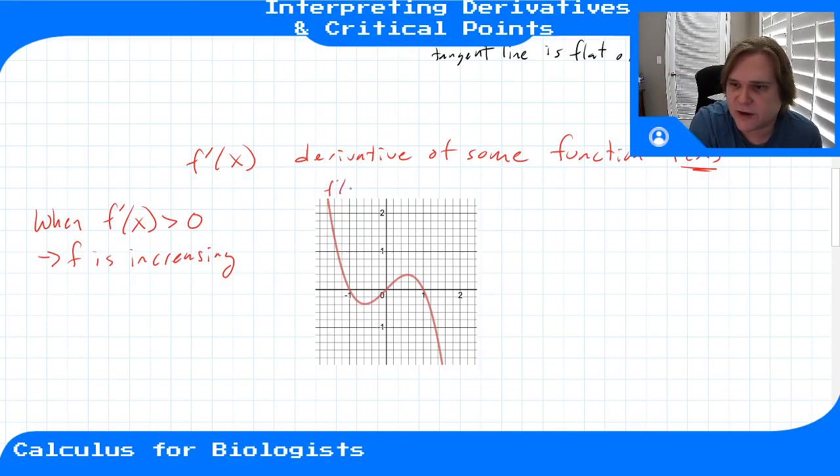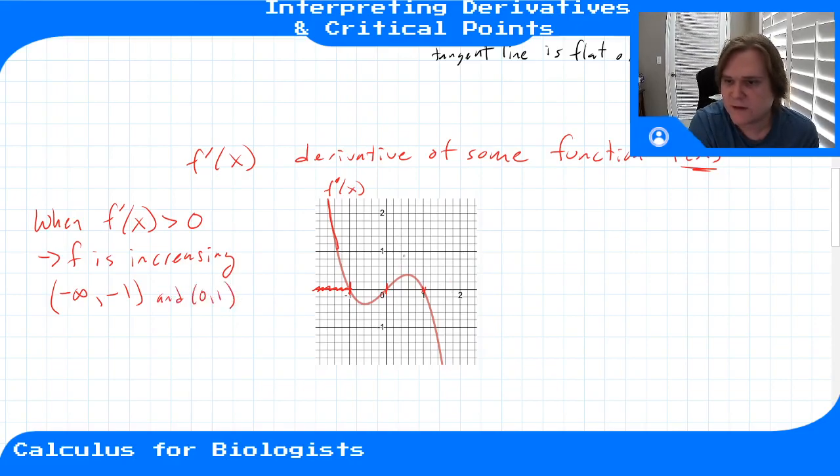This is the graph of f prime. So it's positive up to here. It's positive for these x values from negative infinity to negative 1, and it's positive from 0 to 1. So these are the intervals where my derivative function is positive, and that's where my function f is increasing.